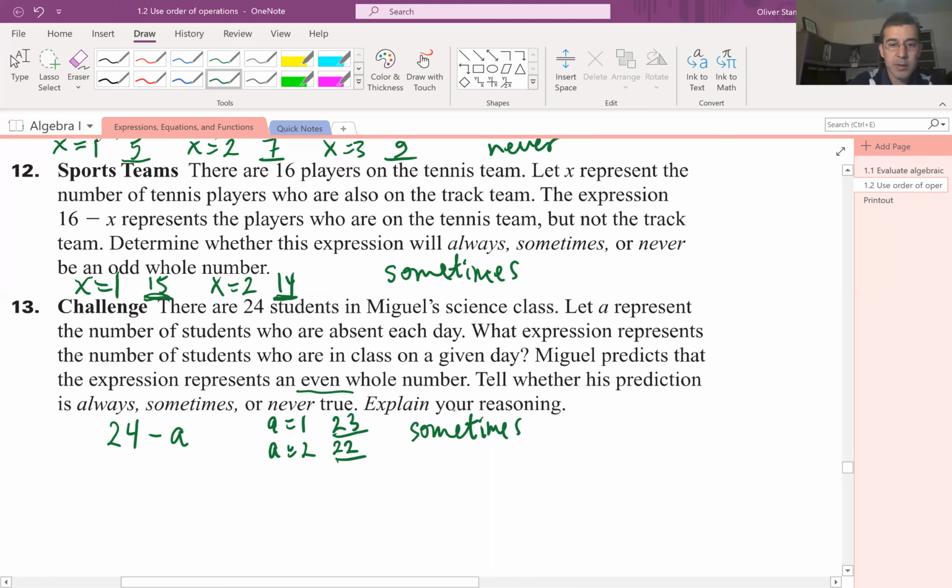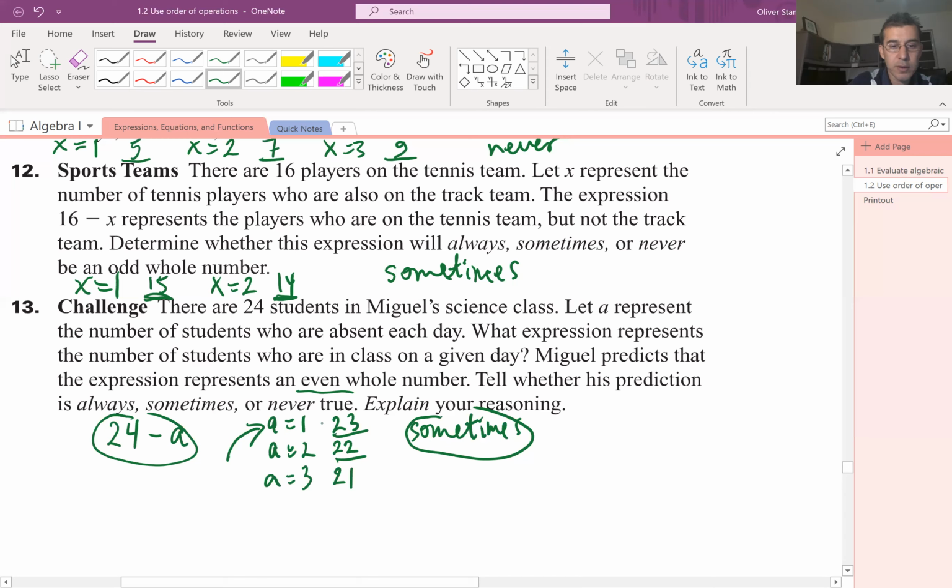Okay, so that's the solution, and 24 minus a is the expression. And then explain your reasoning. And the reasoning is basically, if there's odd, so let's try it with 3. So 24 minus 3 is 21.